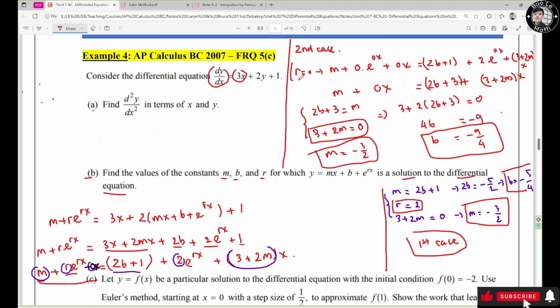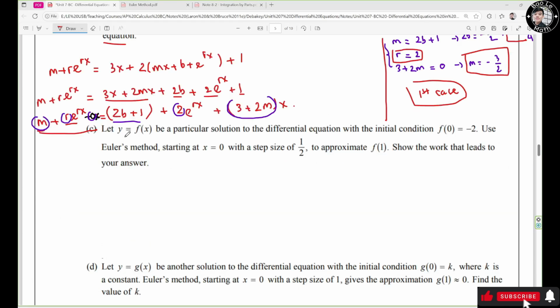And r equals 0. So the second case, r equals 0, m equals negative 3 over 2, and b equals negative 9 over 4. The first case, you have r equals 2, m equals negative 3 over 2, and b equals negative 5 over 4. Now let's move on to question C.